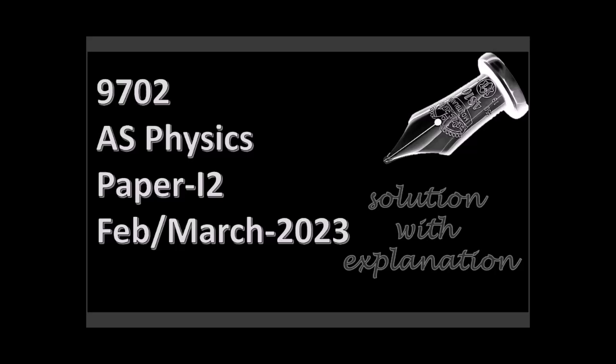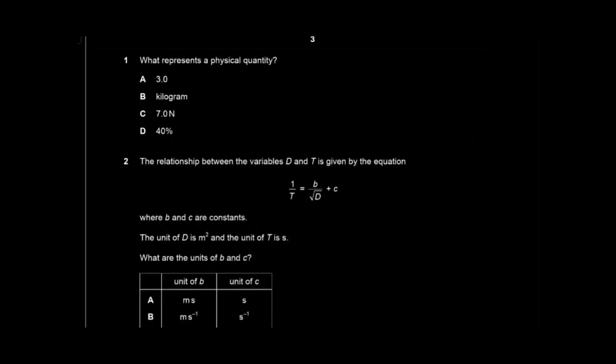Today we are solving the AS level 9702 paper 1 multiple choice questions of February March 2023. This session aims to address those queries and provide you with a comprehensive understanding of the concepts. So what are we waiting for? Let's get started. For the first question, what represents a physical quantity?